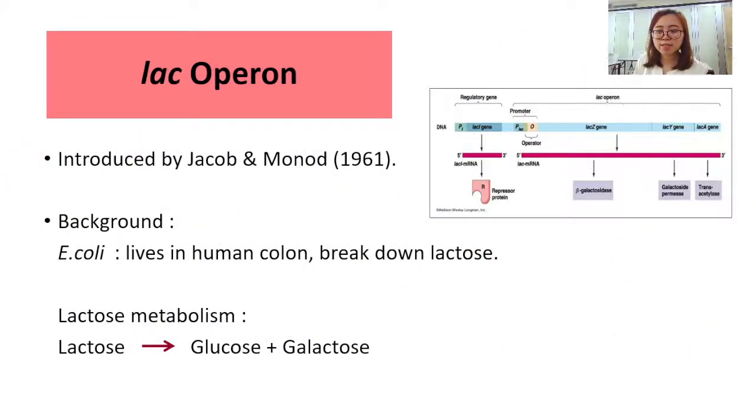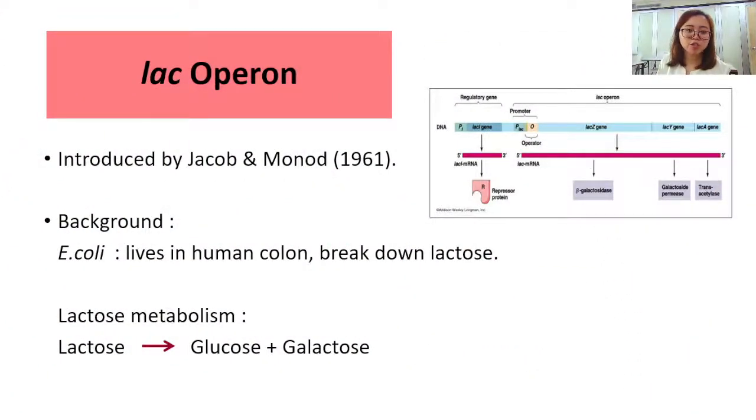Okay, so let's have a better look at the lac operon. So this is something that is introduced by Jacob and Monod in 1961. The background is that E. coli lives in your human colon and it helps to break down lactose that it finds in our digestive system. So when we say break down lactose, it is carrying out lactose metabolism.